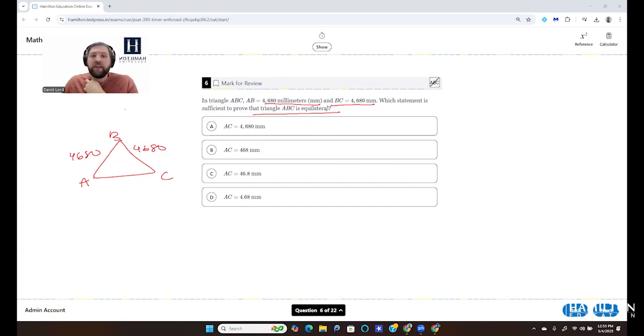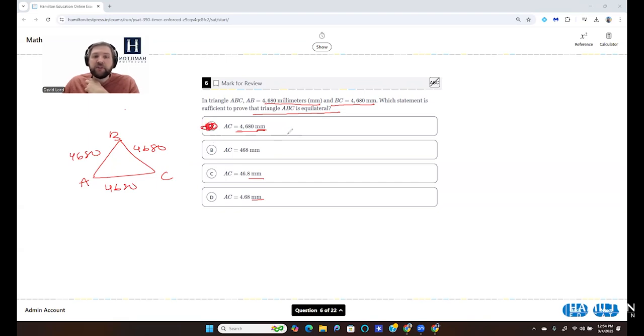So we want to prove it's an equilateral triangle. So we either need to show that the top angle is 60 degrees, or we need to show that the bottom side is the same as the other two sides. So looking at these choices, we want to make sure to pay attention to the units here. Because they're all in millimeters, which is what the starting problem was, we want to have the same number of millimeters, which is why the answer is A.